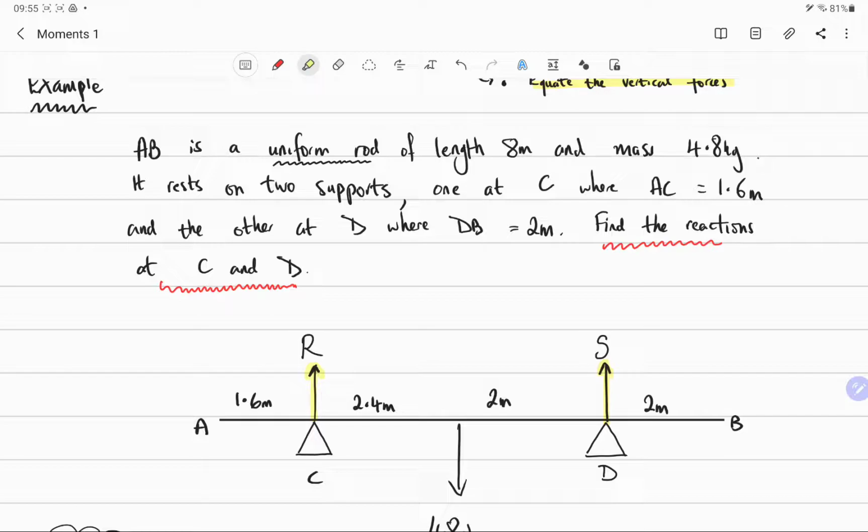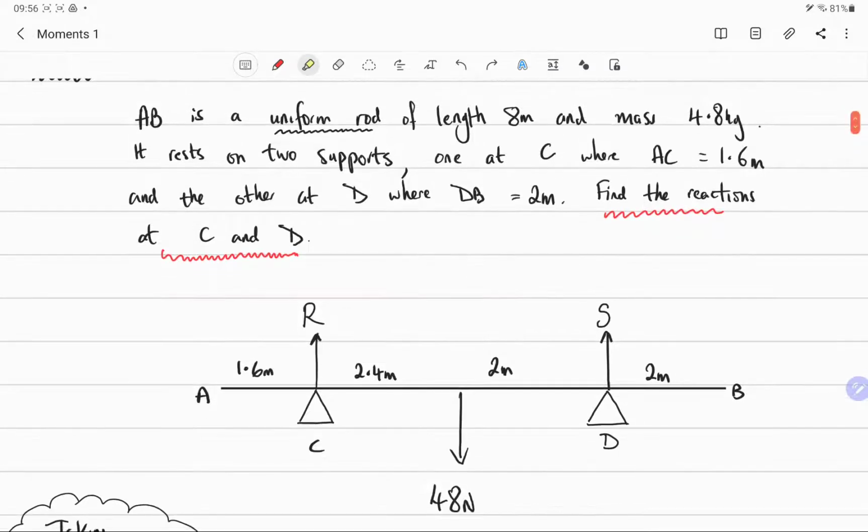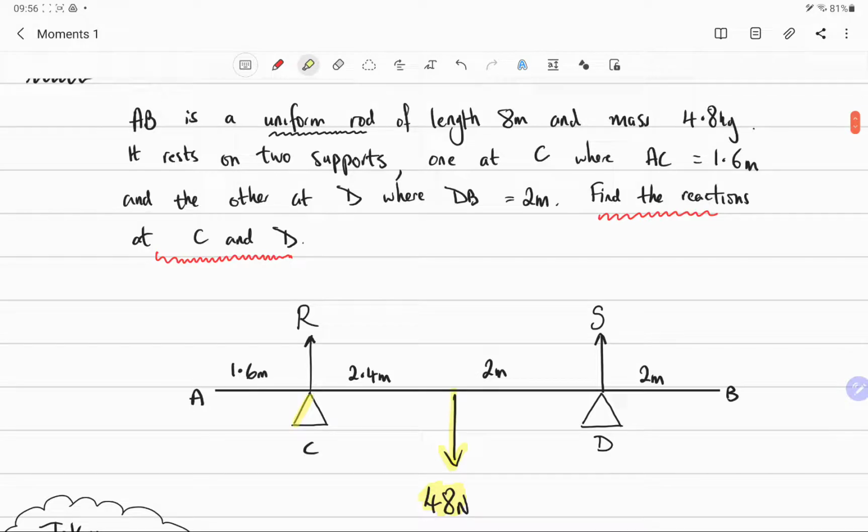AB is a uniform rod. So the reason why it says uniform is so that you can put an arrow exactly in the middle. The weight of the rod acts through the center, and the weight in this case is 4.8 times 10. The weight is 48 newtons. So because it's uniform, you can put an arrow coming down halfway along the length, 8 meters.